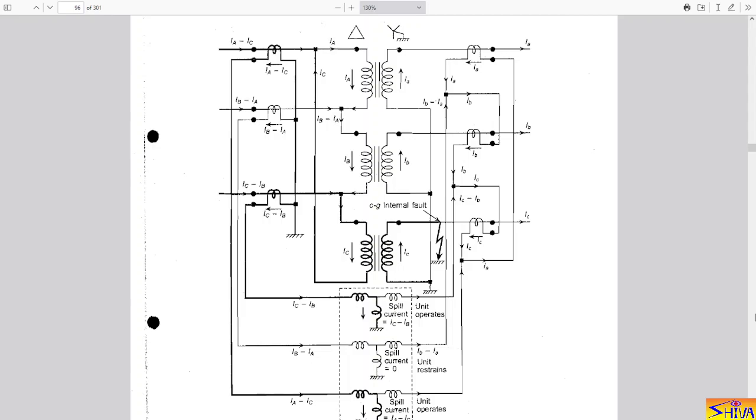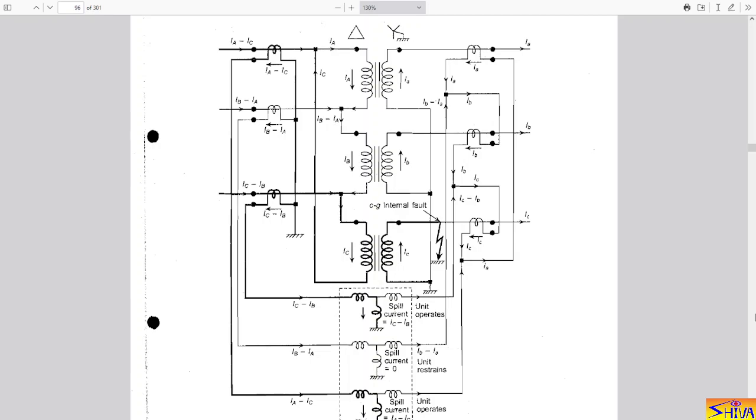Hello friends, good morning. In my previous video lecture, I had started with the protection of transformer. The main protection used for large transformer is percentage differential relay, that is also called as bias differential protection or Merz-Price protection. That takes care of phase-to-phase faults. For small transformers, overcurrent relay is sufficient to take care of phase-to-phase fault as well as line-to-ground fault.